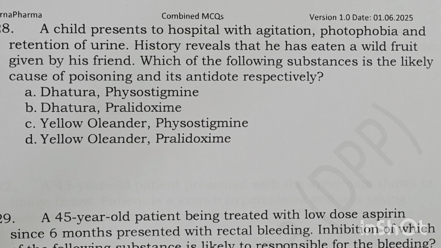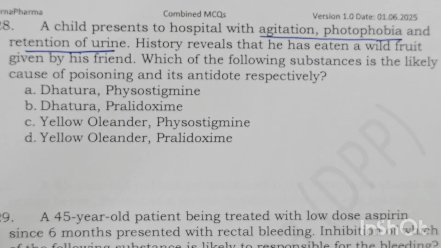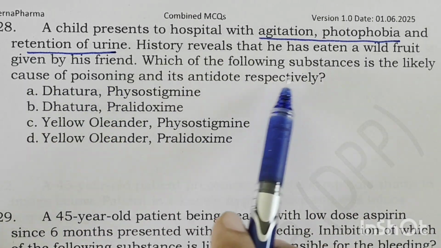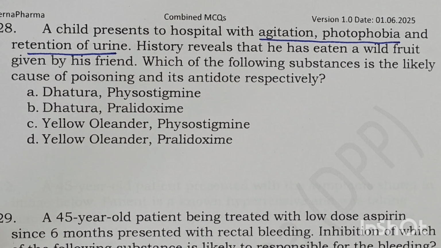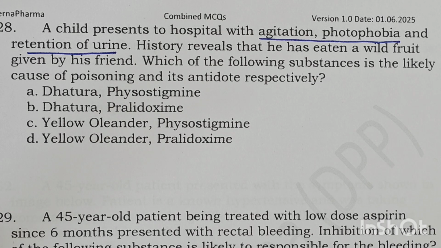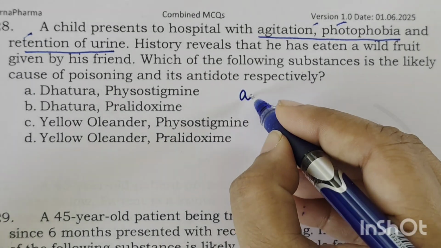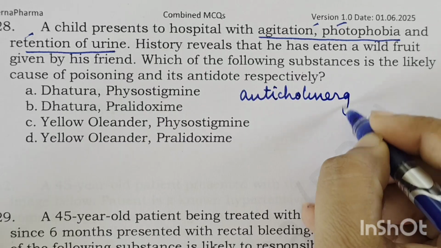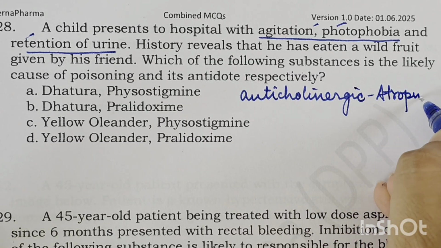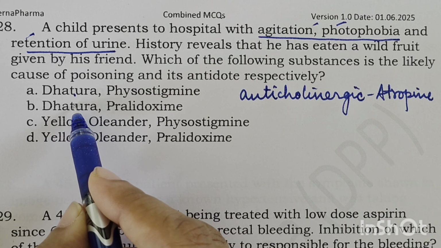The next question is, a child presents to the hospital with agitation, photophobia and retention of urine. History reveals that he has eaten a wild fruit given by his friend. Which of the following substances is the likely cause of poisoning, and what is the antidote respectively? So the history indicates that the patient has eaten a wild fruit. Most probably it is either dhatura or yellow oleander. Now symptoms of agitation, photophobia and retention of urine are indicative of anticholinergic poisoning, that is atropine poisoning. Retention of urine, and photophobia because of mydriasis. Dhatura is an important source of atropine, so it is likely to be the causative plant.